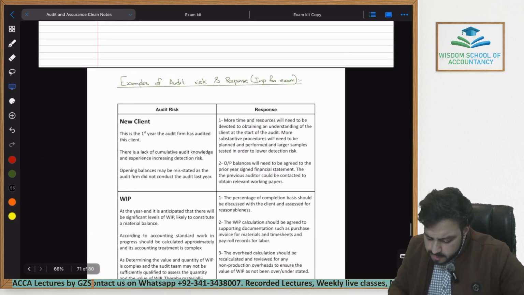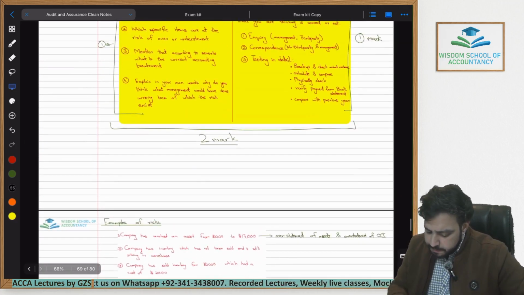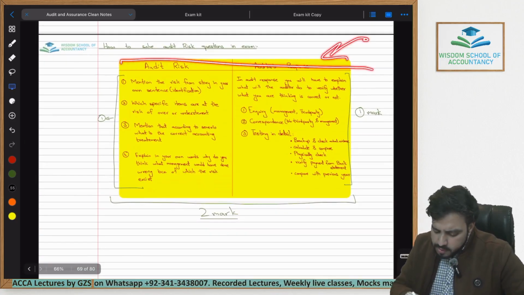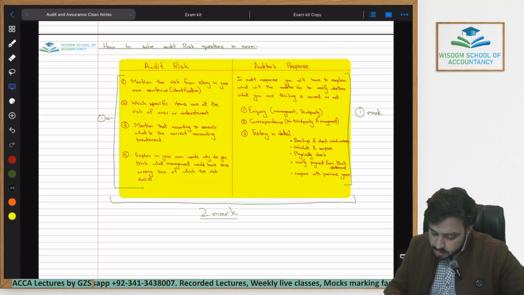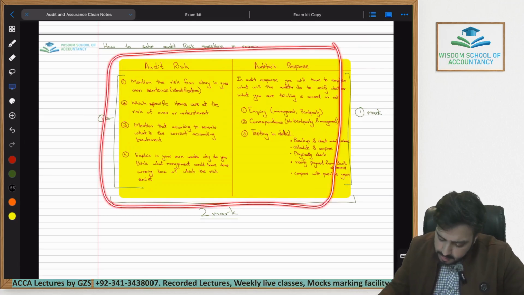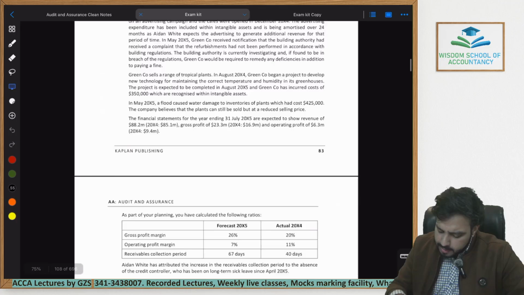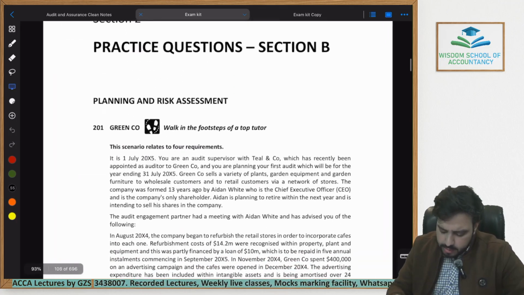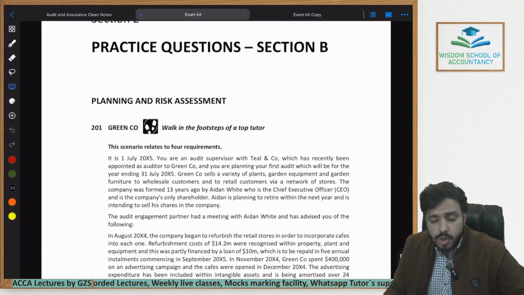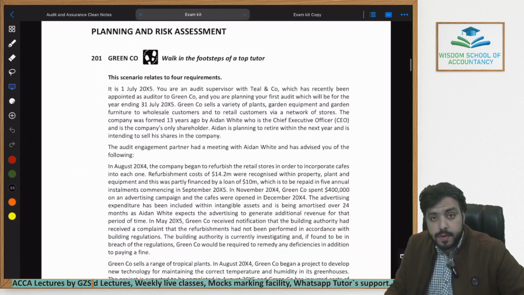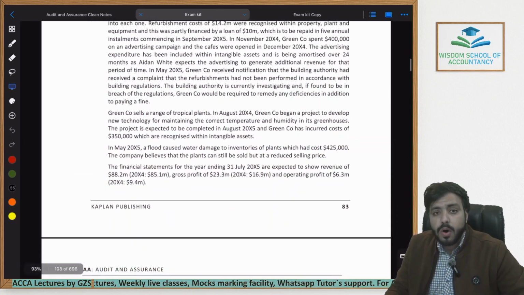Now, coming towards our exam kit, always remember, we will always use this format to write down our answers. We will always use this technique within the exam. Within the exam kit, the first question that we are going to attempt in this lecture is going to be Green Corporation. Now, as this is the first question of audit risk that we will be doing, I'll be solving every single thing on a Word file.